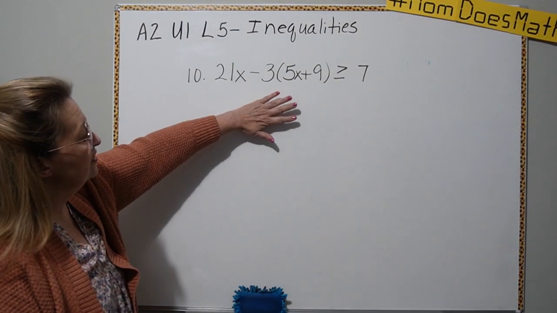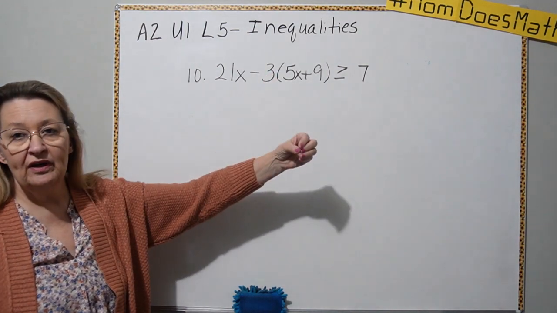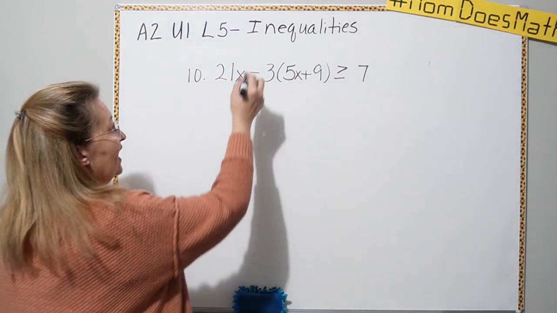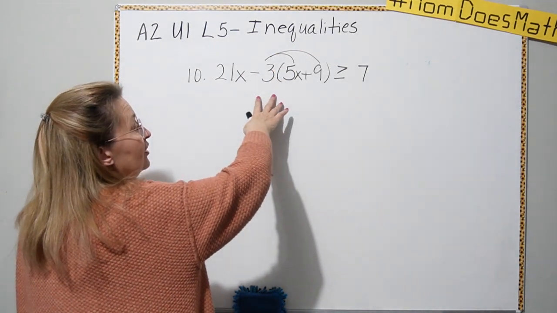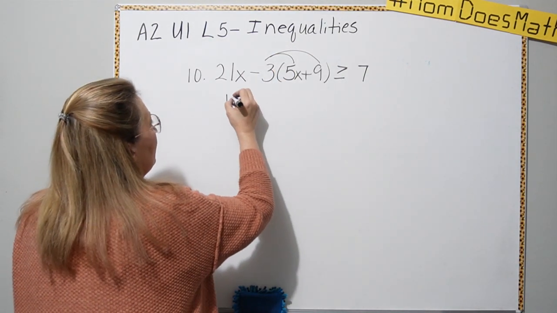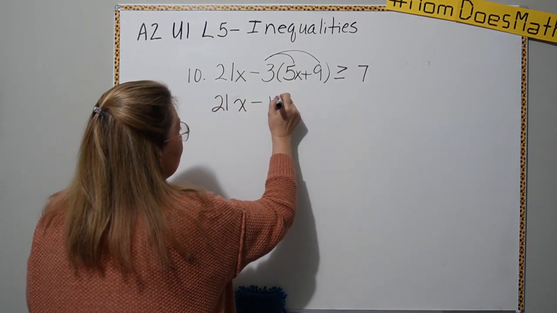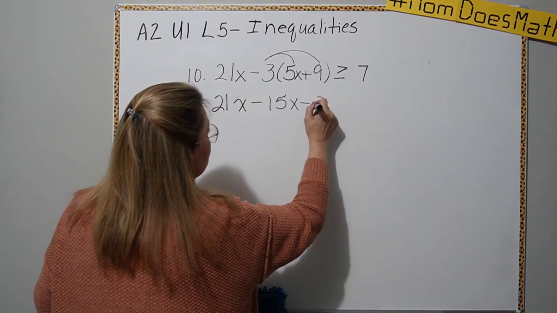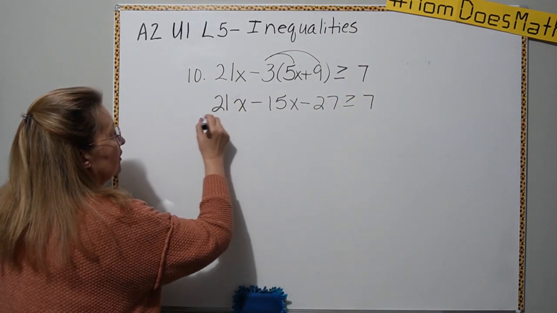And here's our number 10. So the first thing we see is a set of parentheses, and we need to get rid of it. So let's distribute what is outside of it. Now pay attention, that 3 has a minus in front of it, so it's negative. All right, this is going to give us 21x minus 15x minus 27 is greater than or equal to 7.